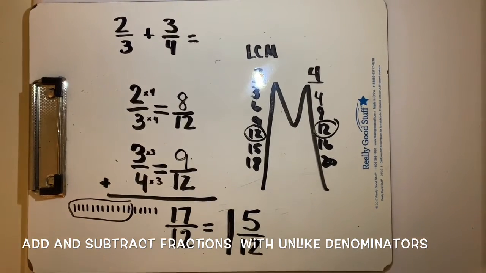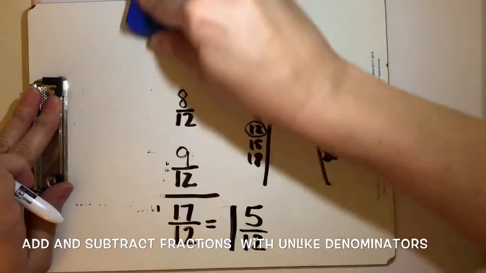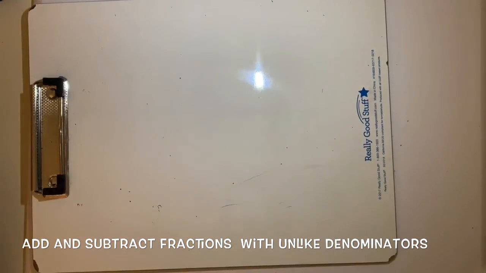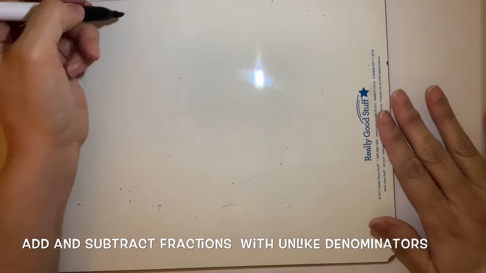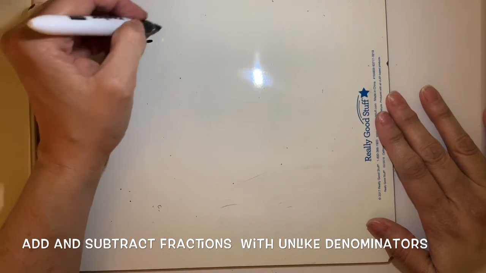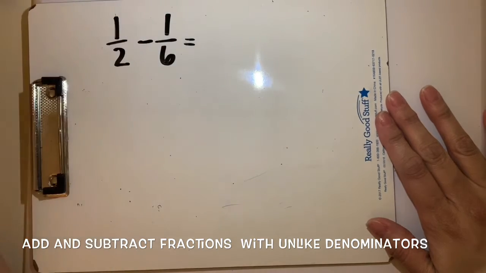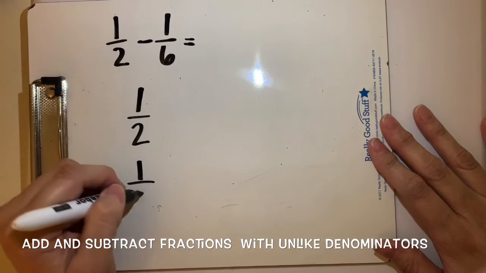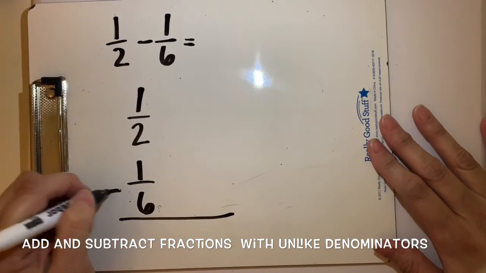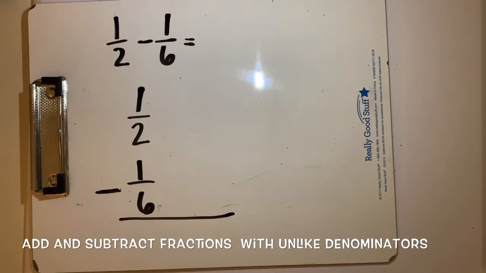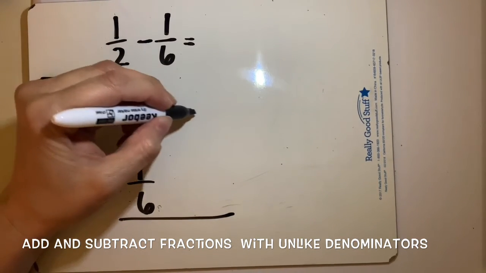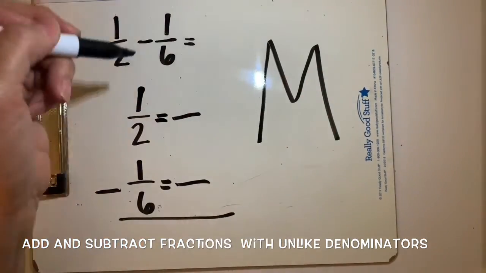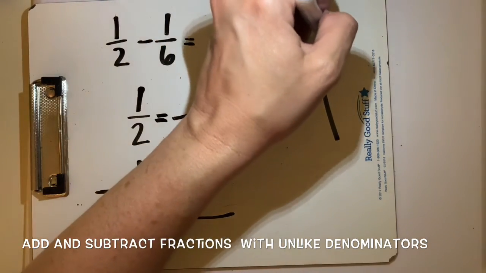Now let's move on to subtracting with unlike denominators. It's really going to be the same process. You're going to have to find the LCM, but this time we're going to be subtracting. So if I have 1/2 minus 1/6, the first instruction I have for you is to stack it. So I've got 1/2 plus 1/6. This time I'm subtracting, or I said plus, but we're subtracting 1/2 minus 1/6. So I know I'm going to have to find that LCM, an equivalent fraction. So I'll set that up. I'm going to find the LCM of 2 and 6.